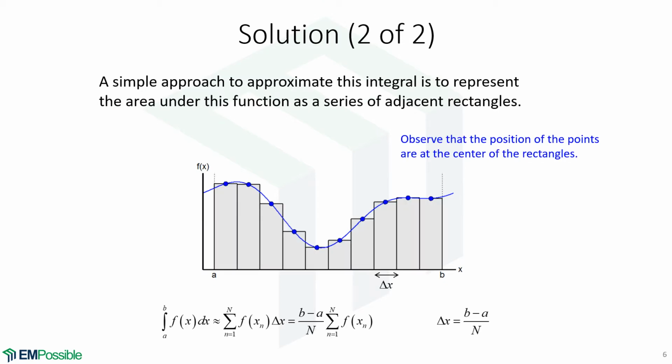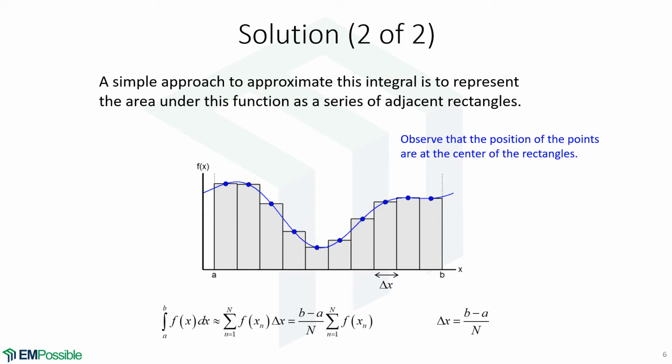Remember, the integration is the area under the curve. So what if we put a rectangle under each one of these points? And so we let the width of the rectangle be the spacing between the points. We'll call that delta x. Well, we can easily calculate the area of each of these rectangles. And if we add them all up, we will get an approximation for the area under that curve.